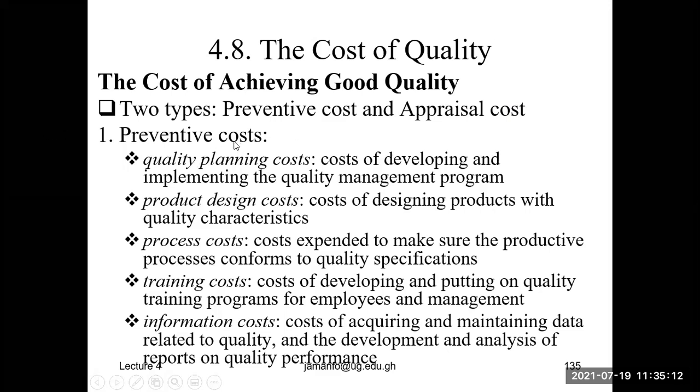What is the preventive cost? These are the list of preventive costs. Costs that we incur to make sure that we prevent errors or defects from happening. So quality planning costs, the cost of developing and implementing the quality management program. We are doing this because we don't want to see quality defects. Then product design cost, make sure that we design the product appropriately. Quality is designed into the product, no defect.